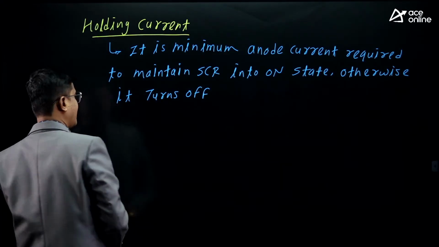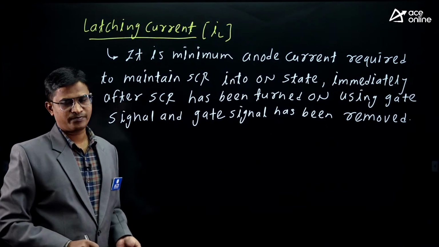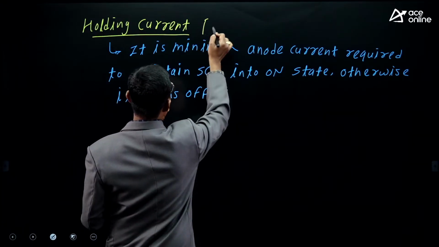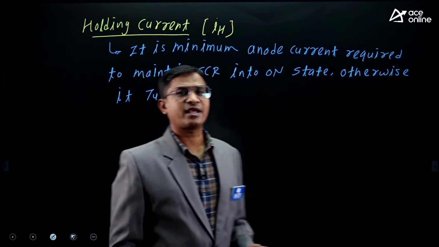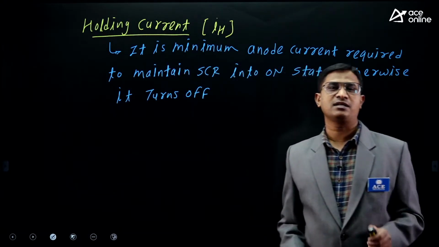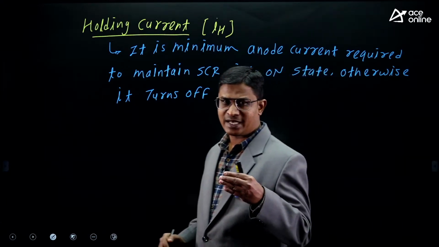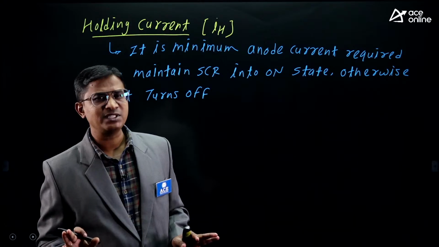So if you check the definitions, latching current and holding current are very confusing. But one point is, in the holding current definition, they have not mentioned anything regarding the gate triggering or the gate signal, right? So it is the minimum anode current required to maintain the SCR in the on state. Otherwise it will turn off.